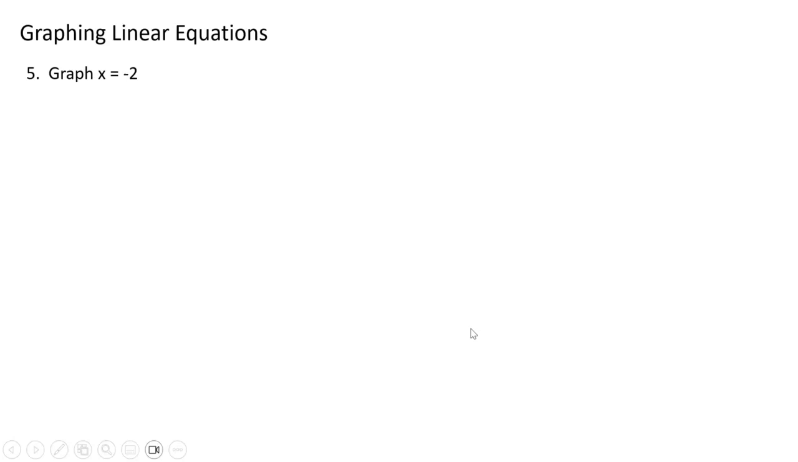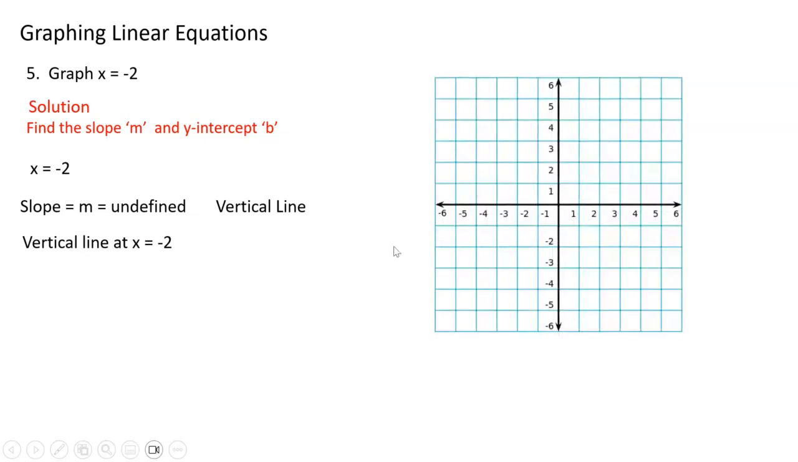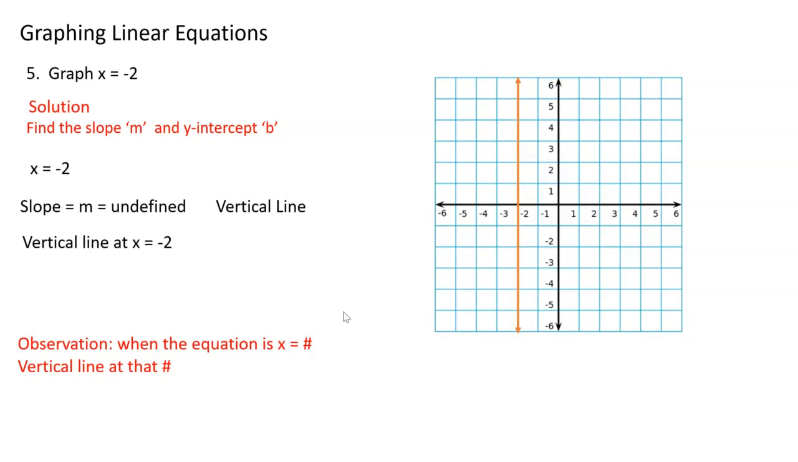Now let's try x equals negative 2. When x equals negative 2, there's no y. So when there's no y, guys, it's going to be a vertical line, which means the slope is undefined. So it's going to be a vertical line at x equals negative 2. There it is. So x equals negative 2, that's my line. And what's the observation? When the equation is x equals a number, the vertical line will be at that number.